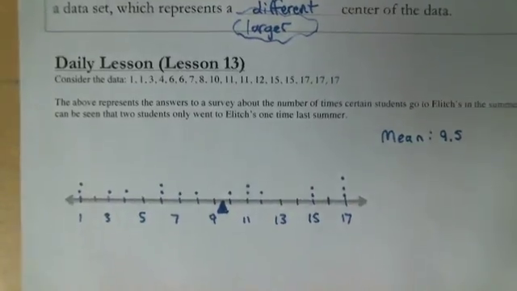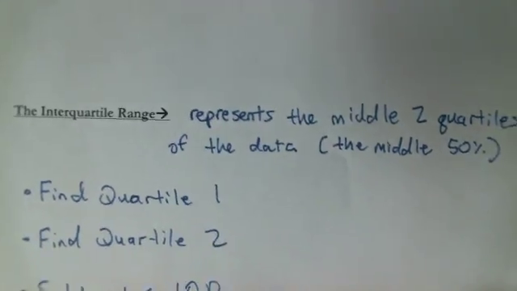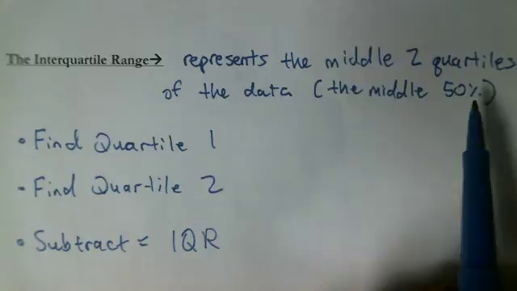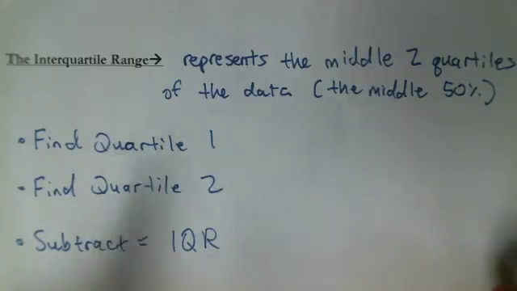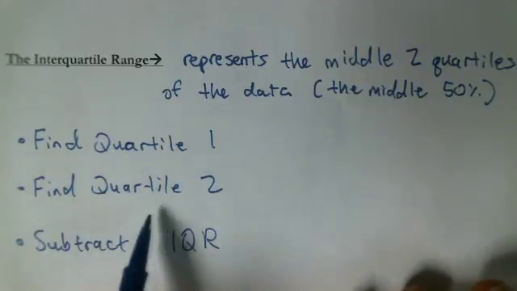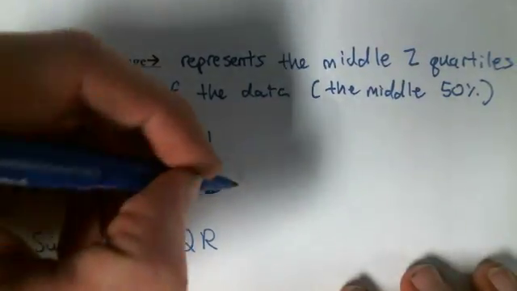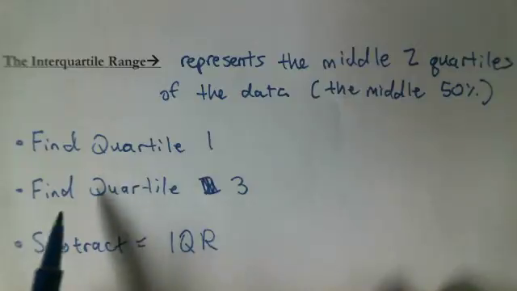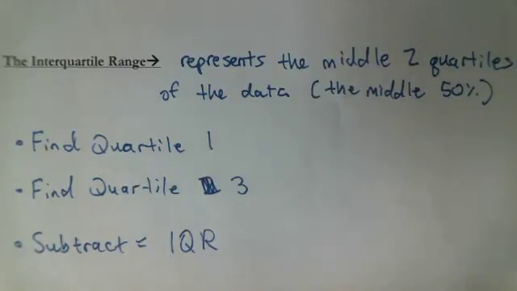So we have this thing called the interquartile range. It represents the two middle quartiles of the data, or the middle 50%. And so how do you do this? We're going to find quartile 1 and quartile 3, not quartile 2. Quartile 2 is actually the median. And then we're just going to subtract them, and that will give us the interquartile range.